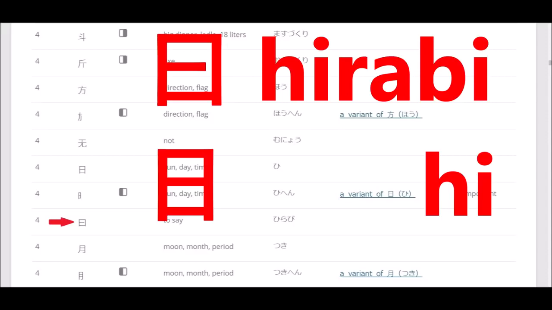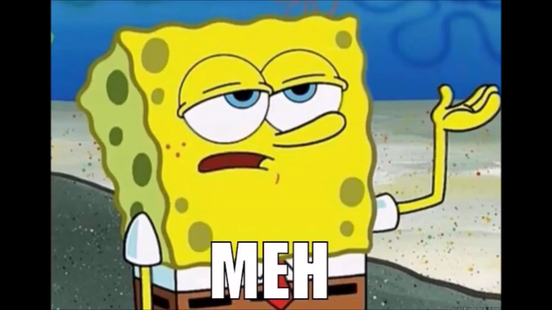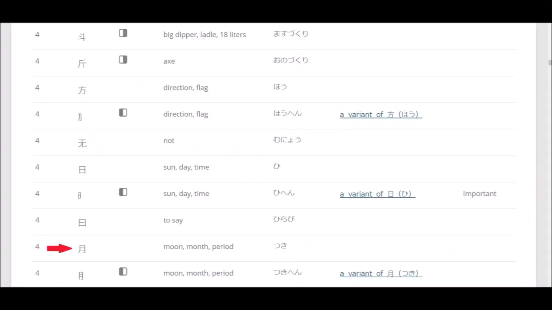Ooh, and also it's a little fatter than he. Like if you put them right next to each other, you'll see. But it's a very subtle difference. So be careful. But he is so much more commonly used than hirabi. Here's another extremely common one, tsuki, which is moon, month, or period. And then tsuki-hen if it's on the left side of the kanji.